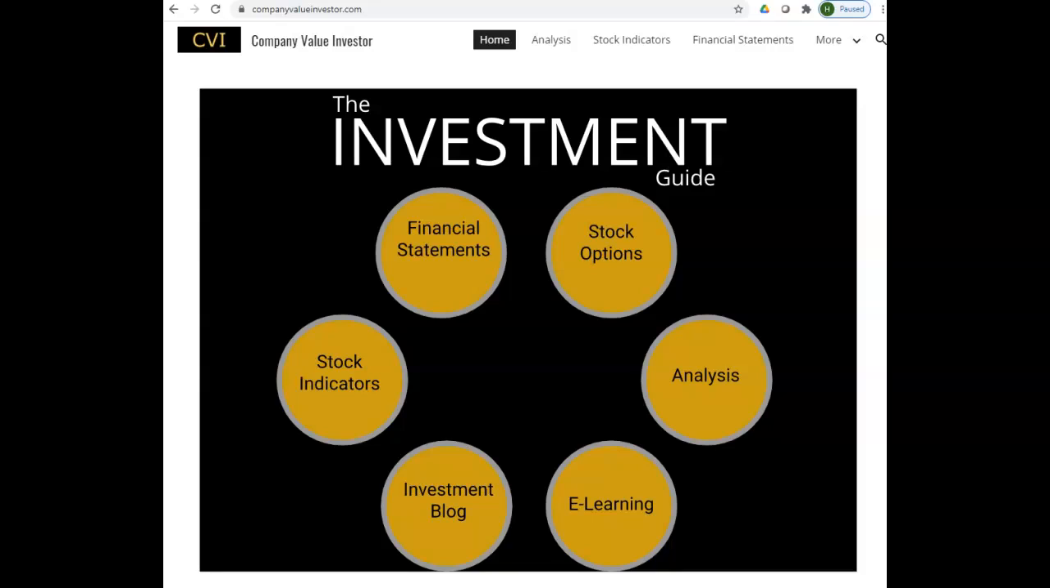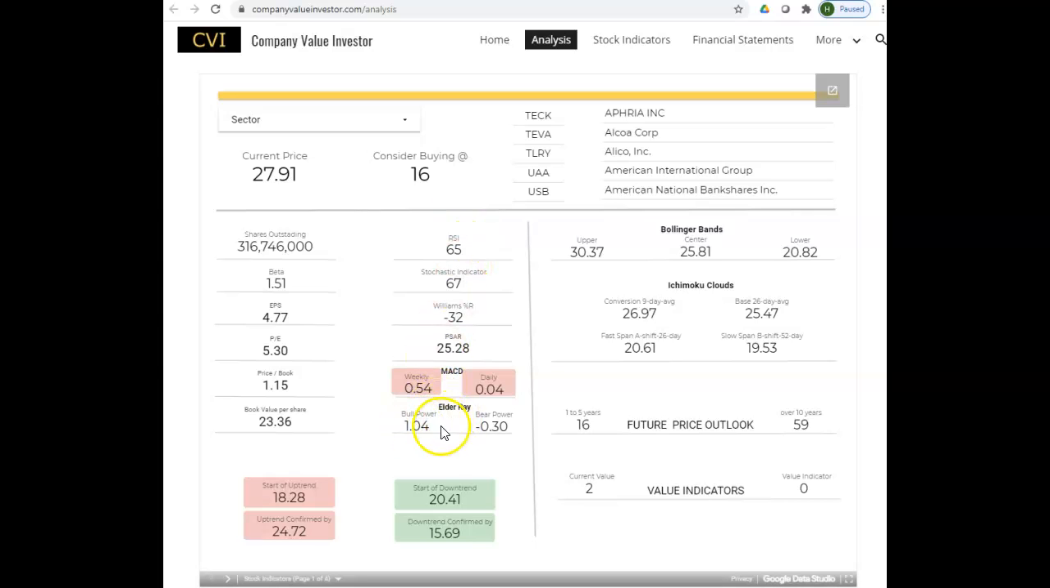In today's video, I am going to show you how to use the Elder Ray indicator. The Elder Ray indicator looks at the stock market and shows the position of that stock. The Elder Ray has two sections, the bull power and bear power.